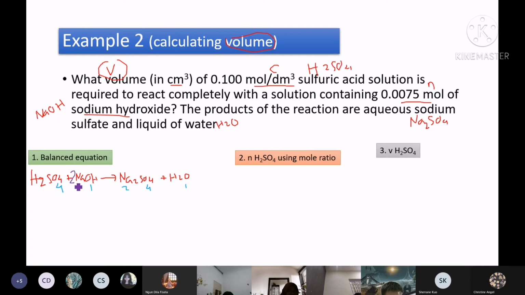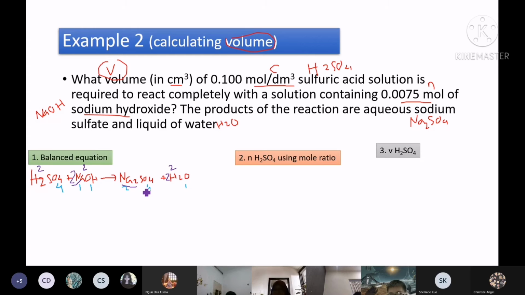It means 2 sodium, right? And then how about hydrogens? We have 2 hydrogens here, and 2 hydrogens there, it means 4. We only have 2 hydrogens at the product. So we can multiply the molecule of H2O with coefficient 2. So this is the balanced equation: H2SO4 plus 2 NaOH equals Na2SO4 plus 2 H2O.